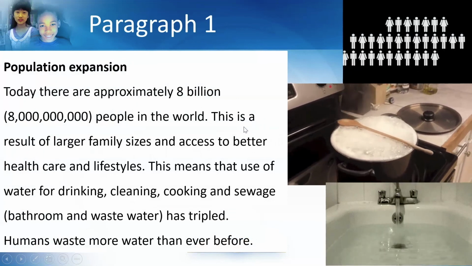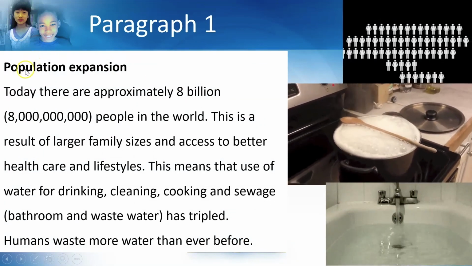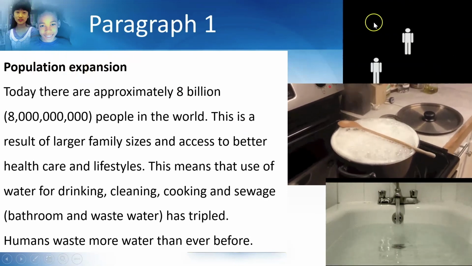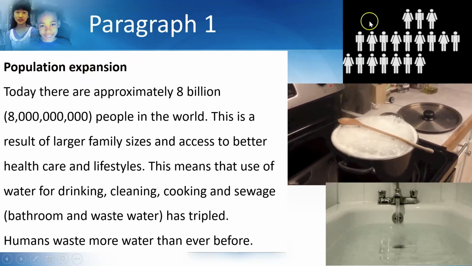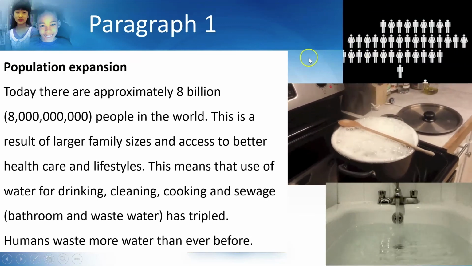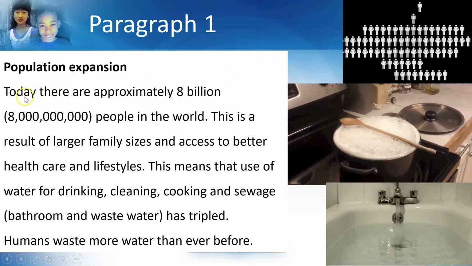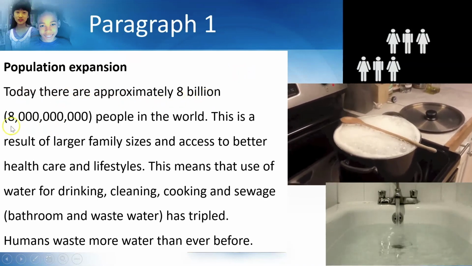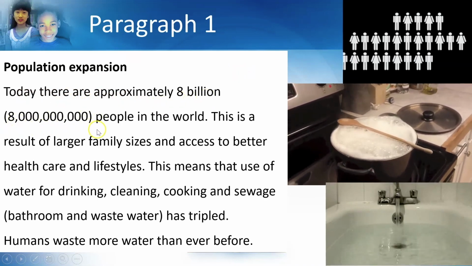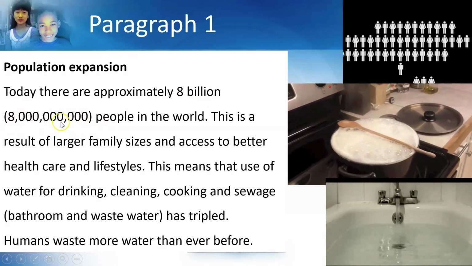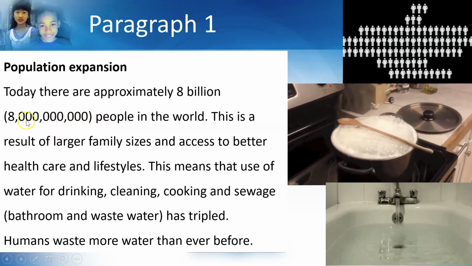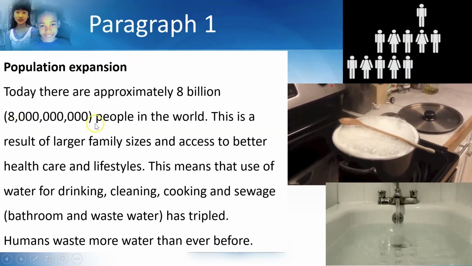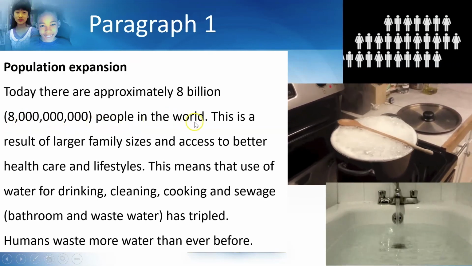So let's read paragraph 1. Population expansion. Here is what happens with population expansion when we have more and more people. So today there are approximately 8 billion. Look at this number, 8 billion. We got 1, 2, 3, 4, 5, 6, 7, 8, 9 zeros after the 8. 8 billion people in the world.